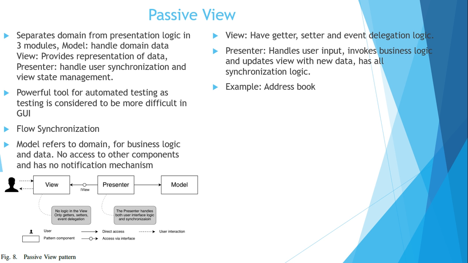Here the model refers to the domain for the business logic, and the view has getter and setter and event delegation logic. The presenter handles user input, invokes business logic, and updates the view with new data, and has all the synchronizing logic. Let's speak about the address book and age to be edited. Here the model is restricted to the domain.